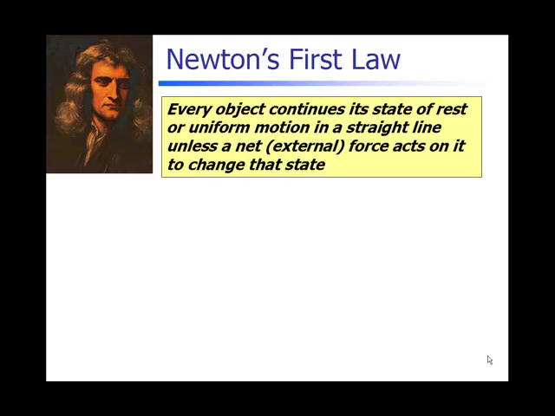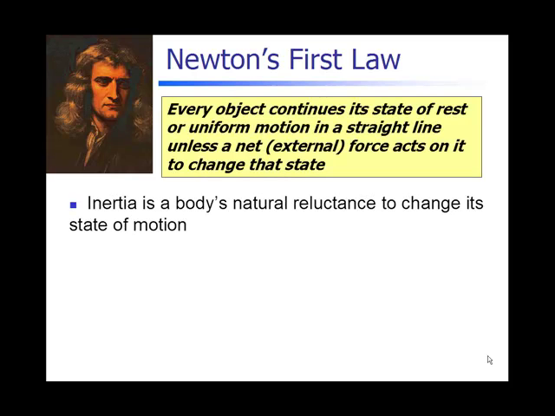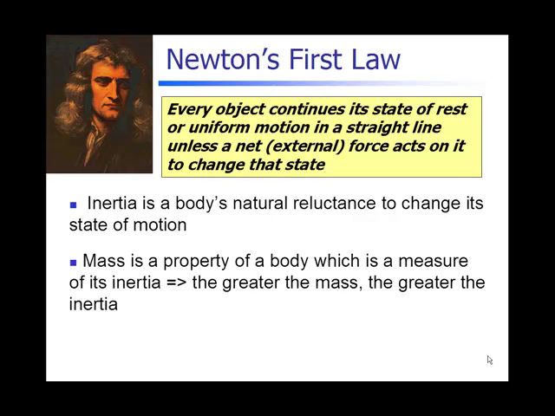Now what is this natural reluctance of the body to change its state of motion? We call it inertia. Inertia is a body's natural reluctance to start moving or to change its current motion with uniform velocity to something else. That's what we describe as inertia. Now, how much inertia does a body have? Mass is a property of a body which measures that inertia.